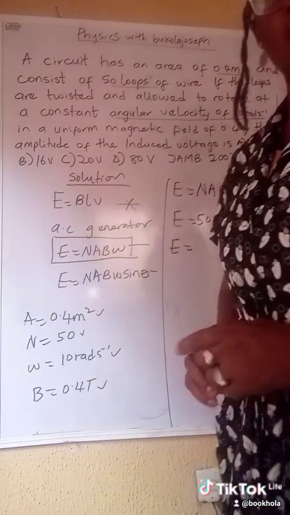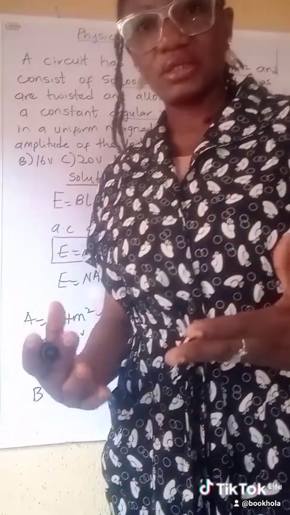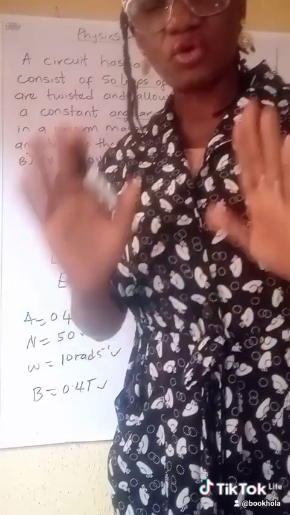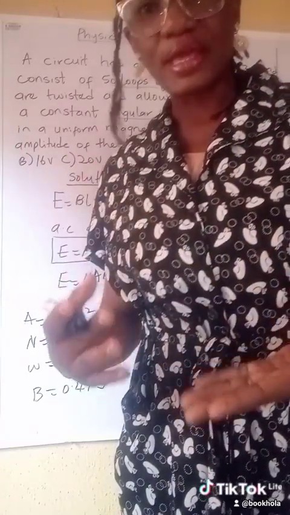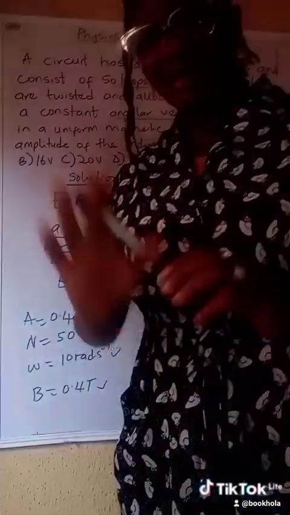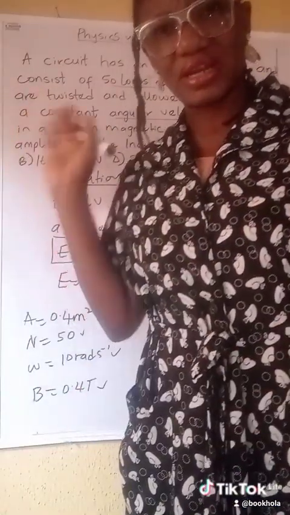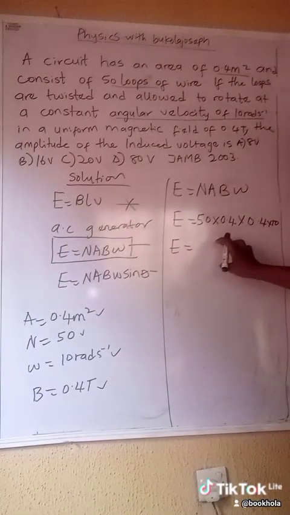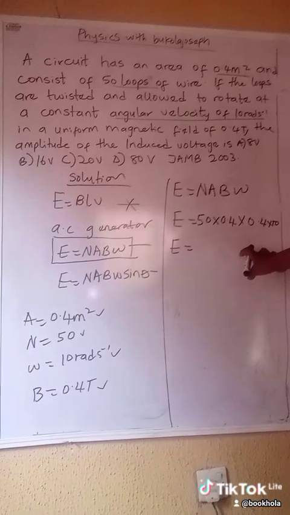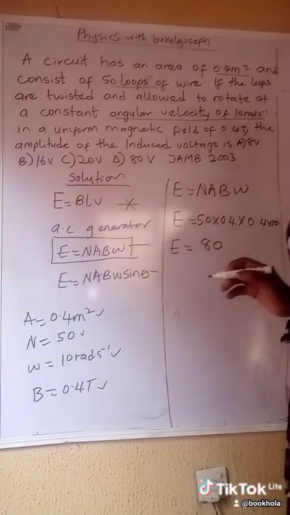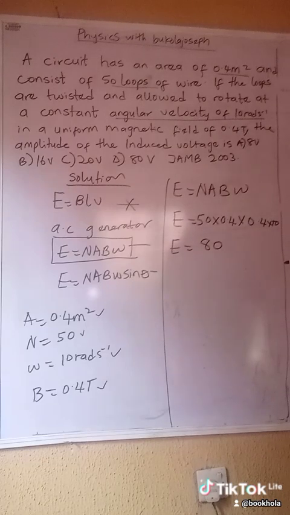At this junction, all you should do is punch your calculator. You don't need to suffer yourself. This is JAM. Even if it is WAEC, just your correct substitution earns a mark, you don't need to show your working. Then just punch your calculator and get your final answer. If you multiply all these, it will give you 80. This is the answer.